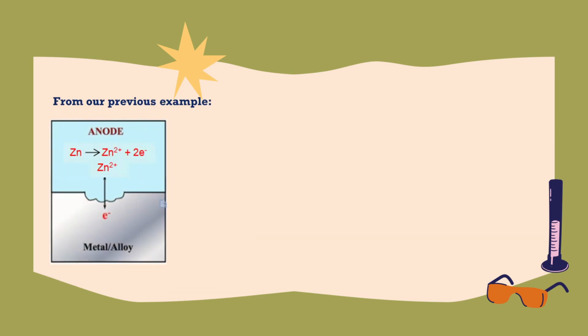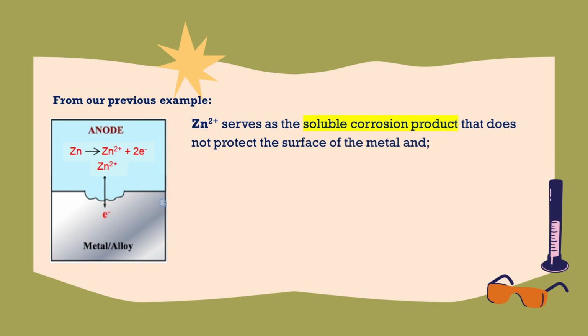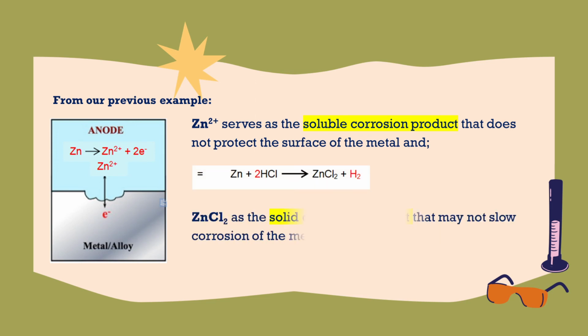From our previous example, we have zinc added to hydrochloric acid, yielding zinc chloride. In this particular form of equation, by applying the general representation of elements from the previous slide, we can easily obtain that the soluble corrosion product is Zn2+. And from our original combined equation, we can identify that the solid corrosion product is zinc chloride.